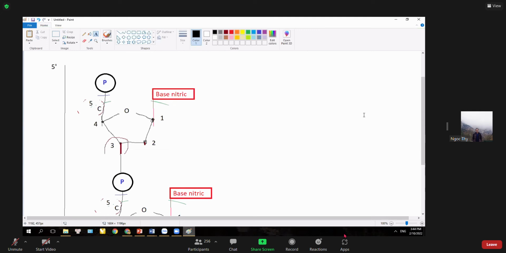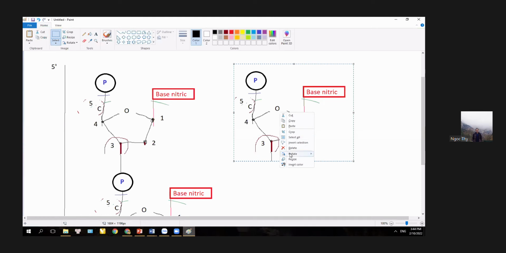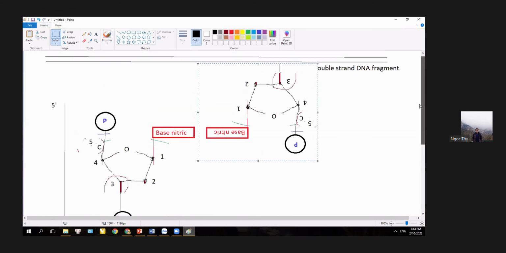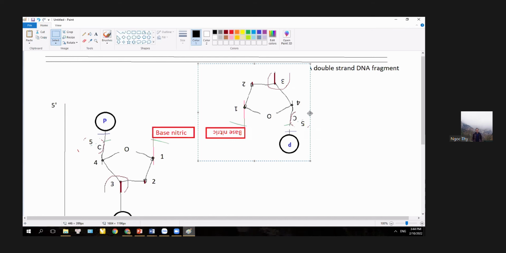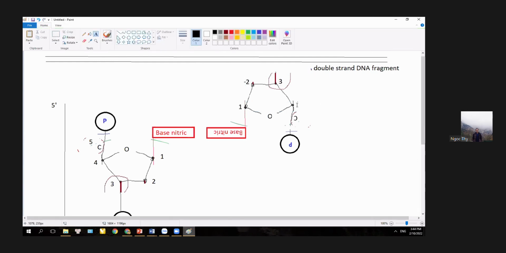So now if we have a complementary strand here, it'll be like this. Okay, so position it upside down. I mark it again. So this is carbon number 1, which is on the right side of the oxygen atom. Carbon number 2, 3, 4, and 5. Okay. So now we will have another.